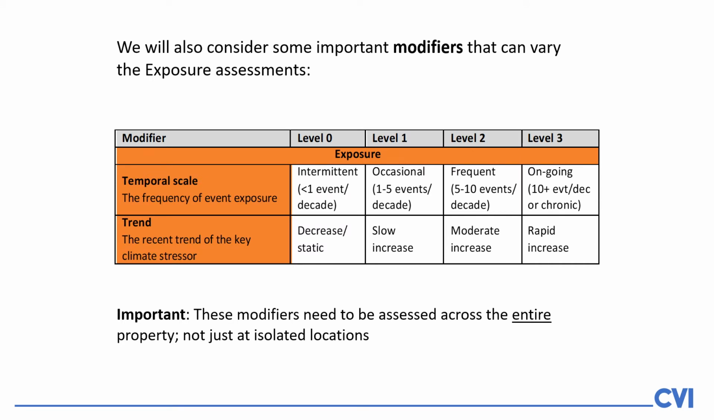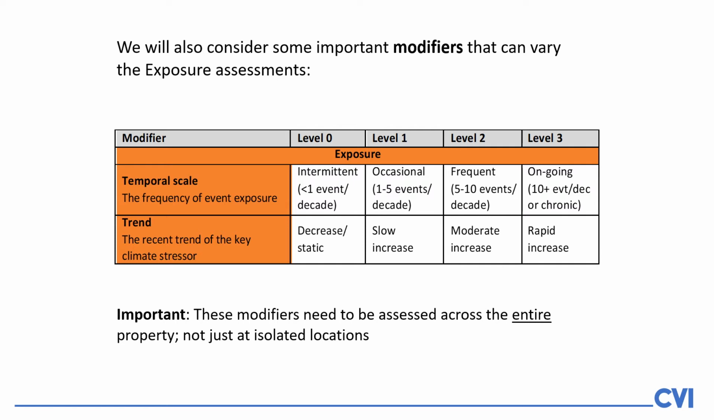We also consider what we call modifiers, and these are very important because they can vary the exposure assessment. The two modifiers we look at, one deals with the temporal scale, in other words, the frequency of the event exposure. If we look at the four different options, exposure can be intermittent, in other words, less than one event per decade, occasional, frequent, or ongoing. Ongoing means more than 10 events per decade, or chronic.